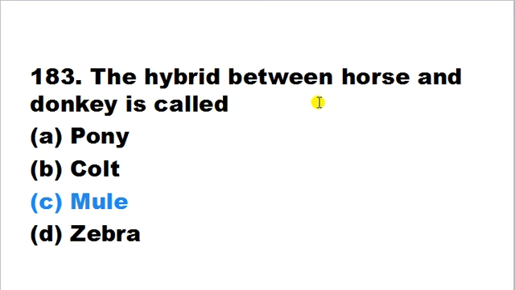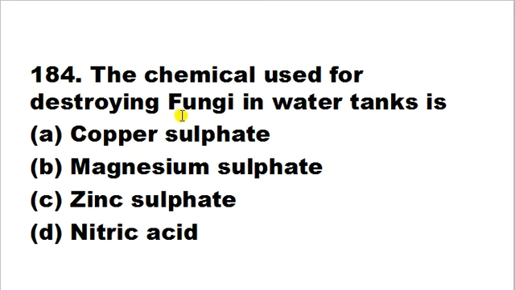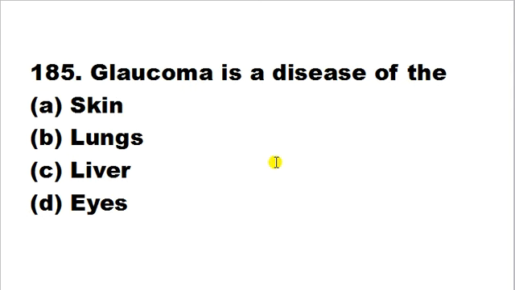The chemical used for destroying fungi in water tanks is copper sulfate, magnesium sulfate, zinc sulfate, nitric acid. Its correct answer is A. That means copper sulfate is the chemical used for destroying fungi in water tanks. Glaucoma is a disease of the skin, lungs, liver, eyes.